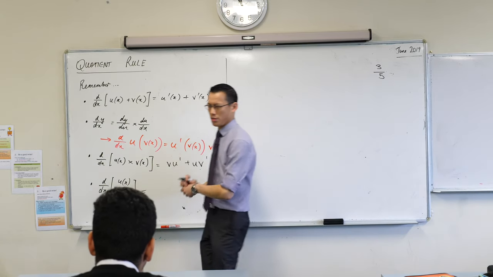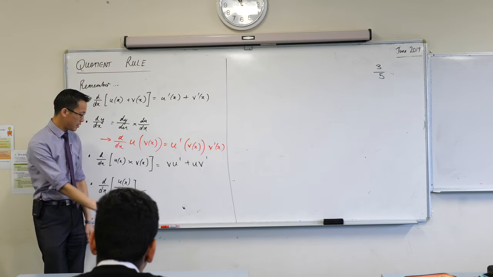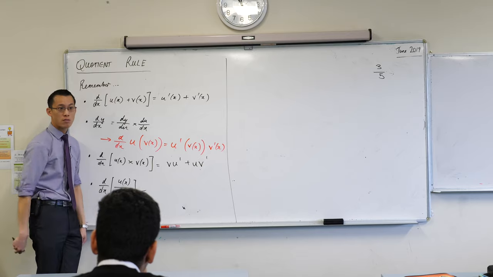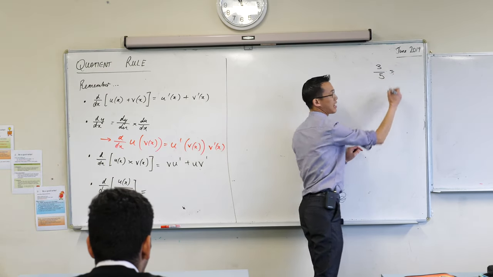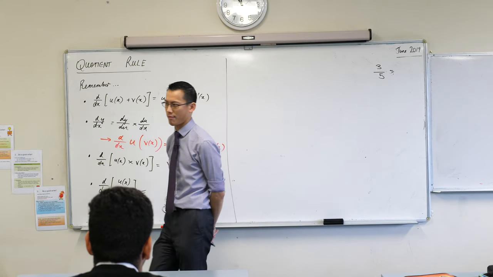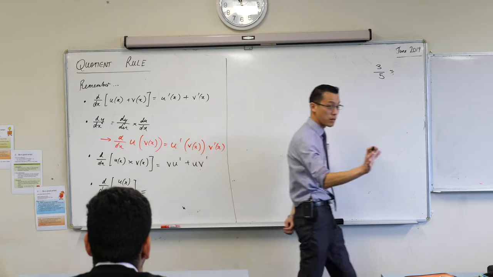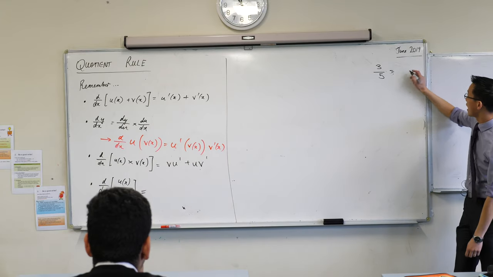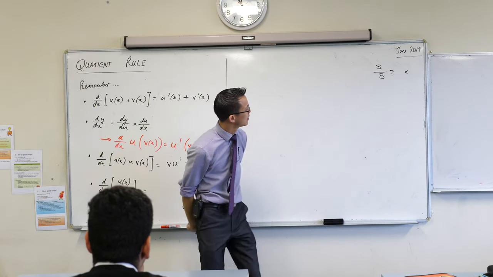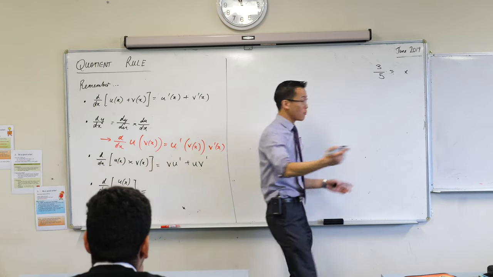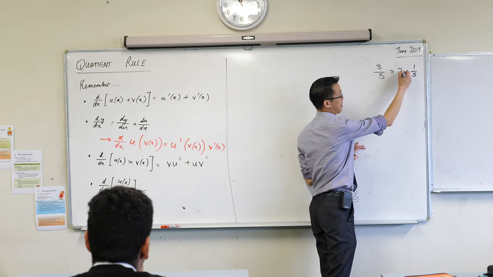I don't have a rule for quotients yet, but every quotient, like 3/5, can be written as a product. I just have to choose the right numbers. What numbers could I multiply together that would give me the same as 3/5? I want something times something else. 1/5 times 3/1. I'm just going to write that as 3.